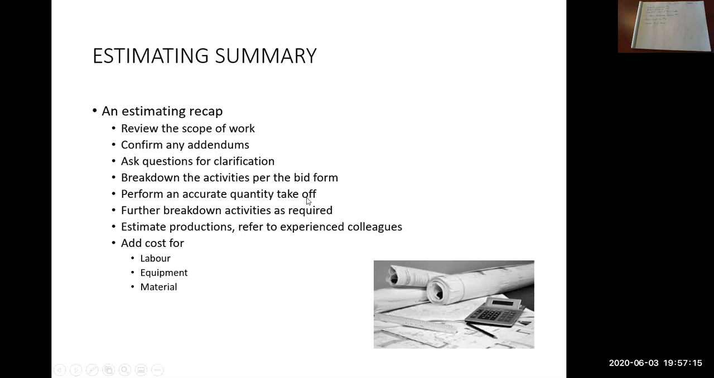Perform accurate quantity takeoffs. So in a unit price contract, you're given quantities. So you're given so many thousand cubic meters of road base, so many lineal meters of 300 diameter storm main. So you still need to confirm those quantities. Check the drawings, come up with your own quantities, see if your calculated quantities match the bid quantities. They should be close. So further break down the activities as required.